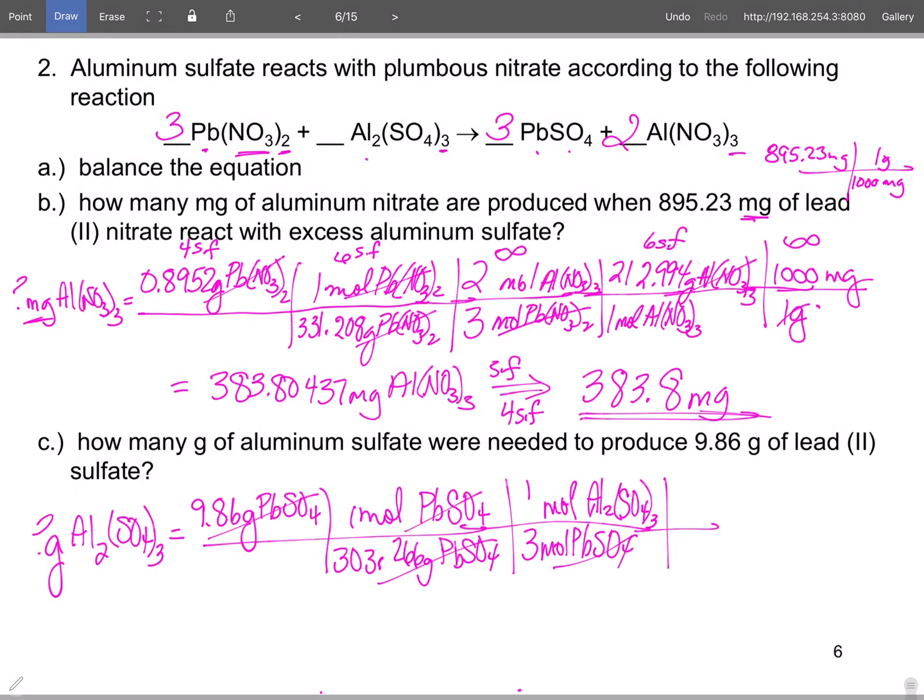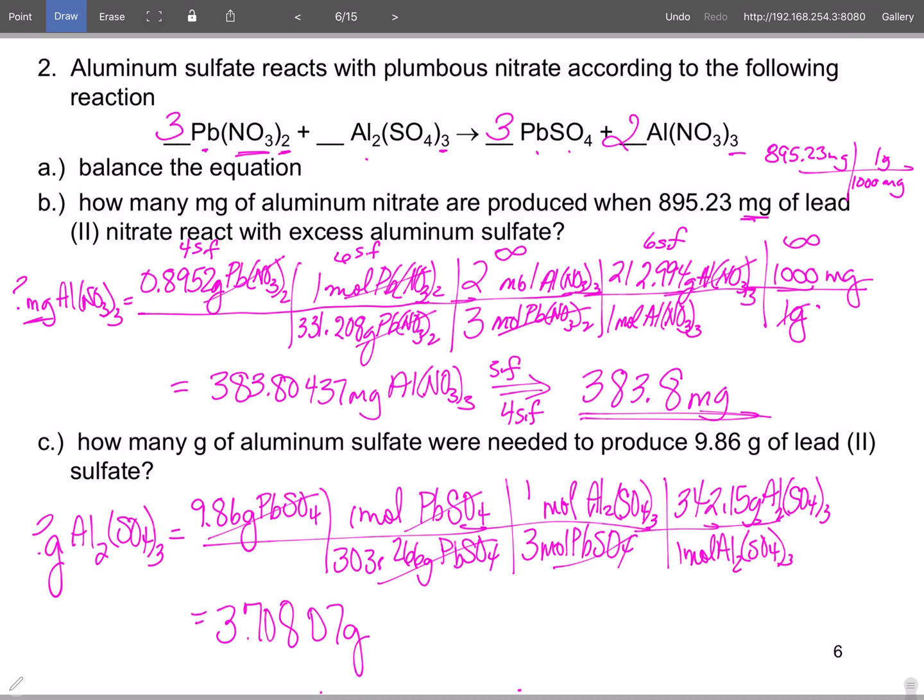So our moles of lead are gone, and 1 mole of aluminium sulfate is equal to 342.15 grams of aluminum sulfate, which gives us a value of 3.70807 grams. But again, we're going to look at our significant figures.